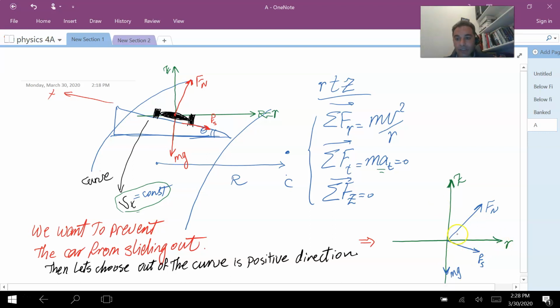Now we have to figure out what is this angle. Watch guys, by using geometry, if this angle is theta, pay attention here, this angle also becomes what? Theta. If this angle is theta, this angle also, which is between friction force and r-axis, becomes what? So here becomes theta. So I can say very simple, this angle is theta, and also this angle is theta.